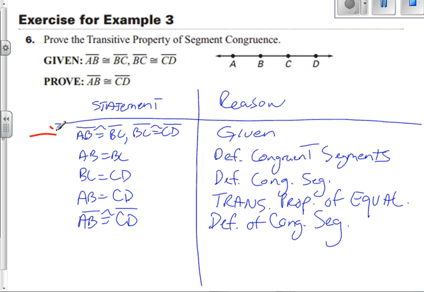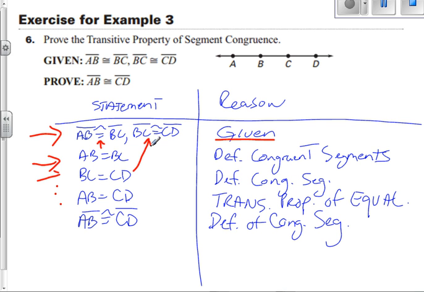So let's look at the first step. Segment AB is congruent to segment BC. Segment BC is congruent to segment DC, or I'm sorry, CD, and that piece is given. If we look at the second piece there, AB is equal to BC. That's an actual measurement. That's the definition of congruent segments. And that goes right back up here. And then the next step, BC is equal to CD. We're looking at actual values, and that's because, again, definition of congruent segments.